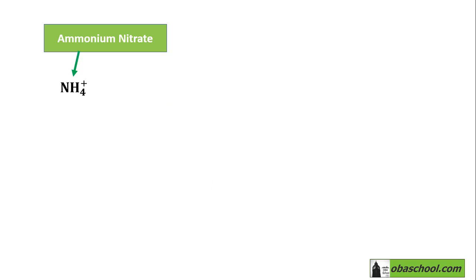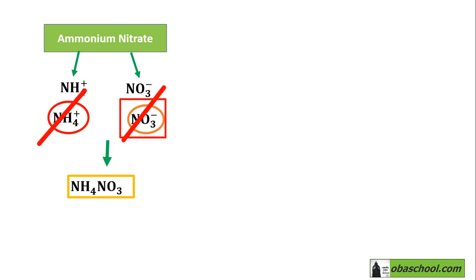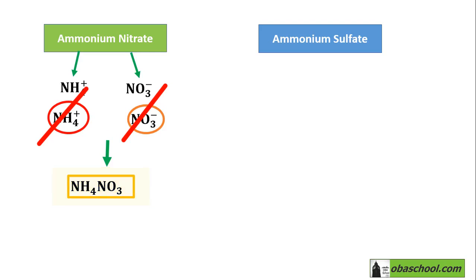What is the chemical formula of ammonium nitrate? Ammonium nitrate has the following ions. Ammonium is NH4+ and nitrate is NO3-. Their charges will cancel out and they will give the following chemical formula, NH4NO3.